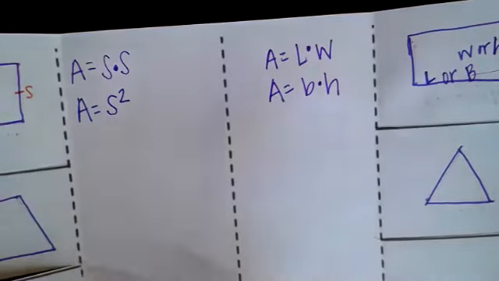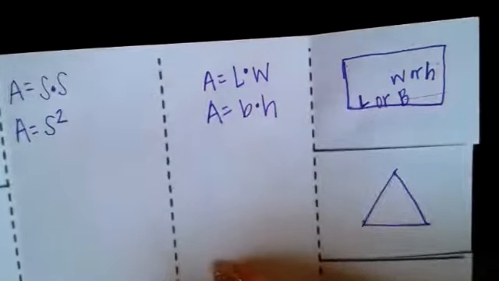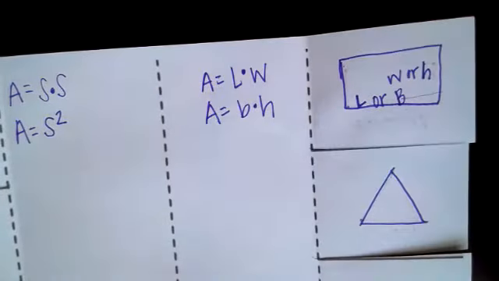Now, sometimes you might see the letters right next to each other. Remember, anytime letters are right next to each other, it means to multiply. So these two formulas essentially mean the same thing. If you want to say length and width versus base and height, it's the same thing, but that's all we need to do when we find the area of a rectangle.